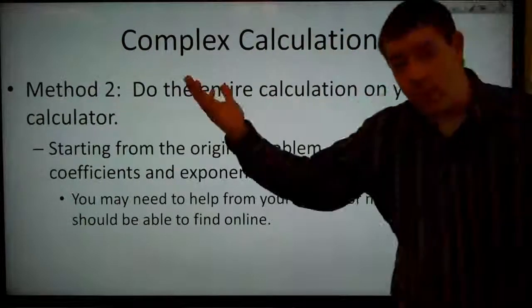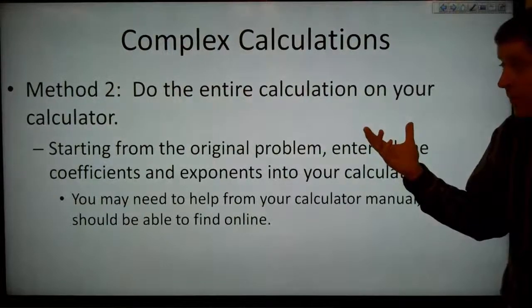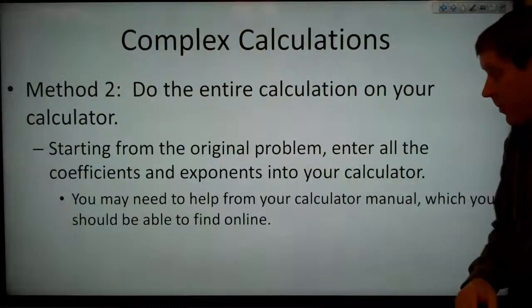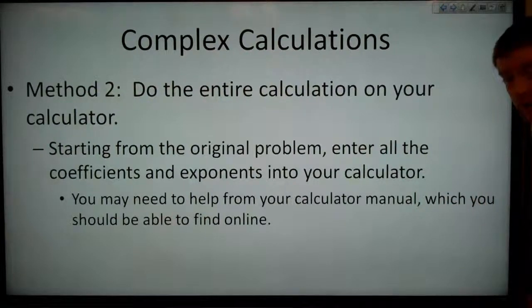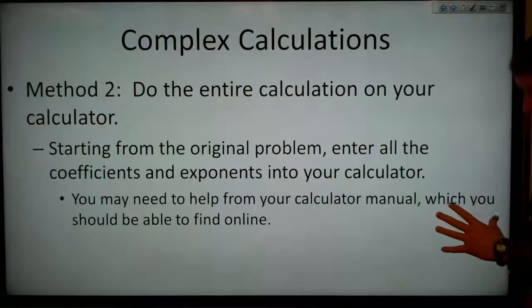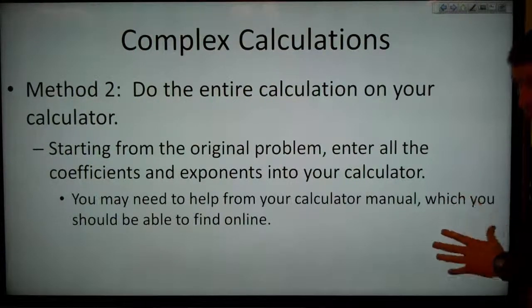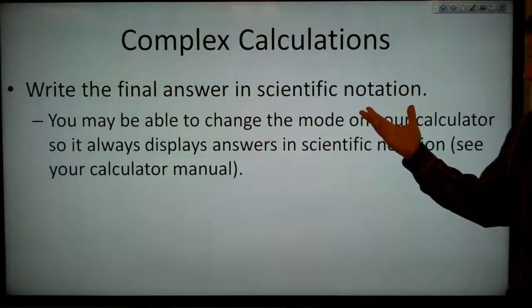All right, so that was method 1. Method 2 is to do the entire calculation on your calculator. So starting from the original problem, we're going to enter all of the coefficients and all of the exponents into the calculator. And you may need help from your calculator manual, which you should be able to find online. Then you want to write the final answer in scientific notation.